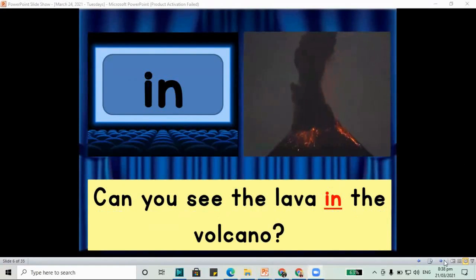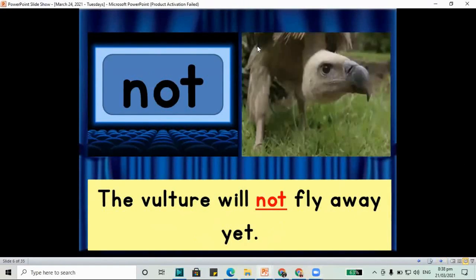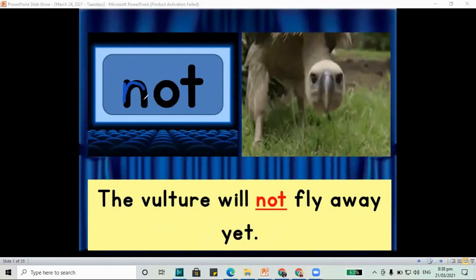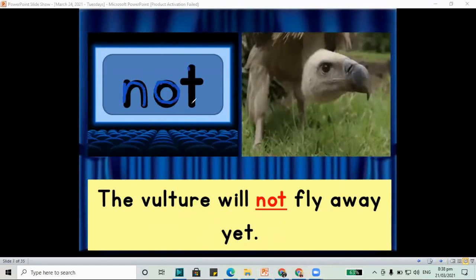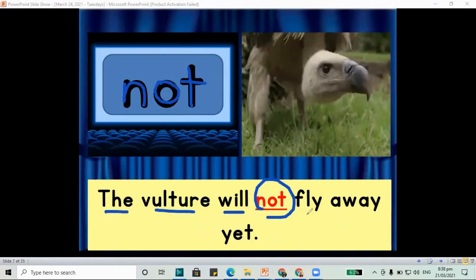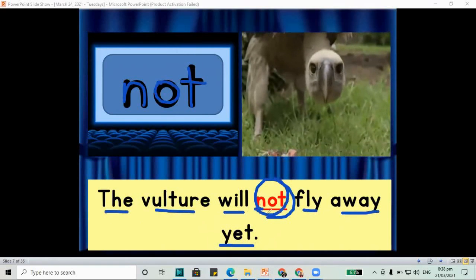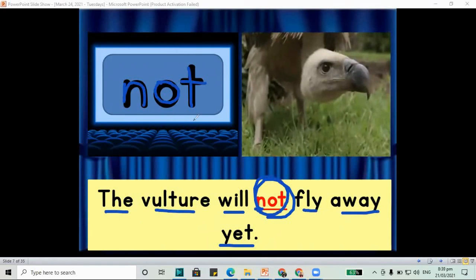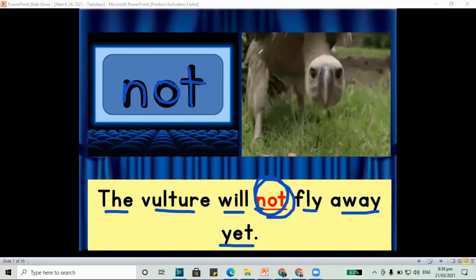The next one, what else do we have here? We have the word not. N, O, and the letter T makes the word not. The vulture will not fly away yet. Again, we have the word not. N-O-T makes the word not.